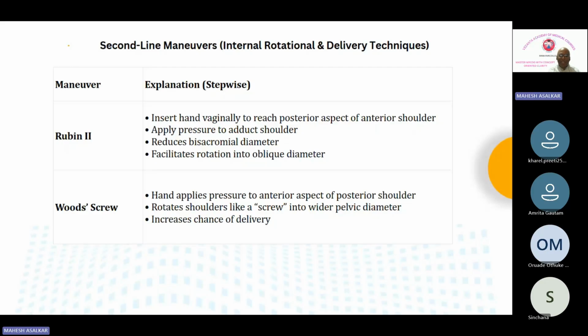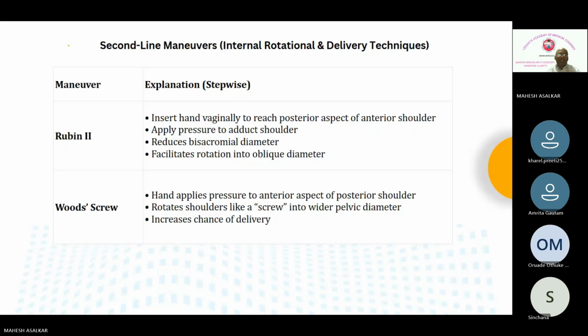Up till now, we have dealt with the anterior shoulder only. Okay. Now see the wood screw. What you do in wood screw, the hand applies pressure to the anterior aspect of the posterior shoulder. Here, for the first time, we are dealing with the posterior shoulder. So the pressure is applied to the anterior aspect of the posterior shoulder. It rotates the shoulder like a screw into the wider pelvic diameter and increases the chance for the delivery.